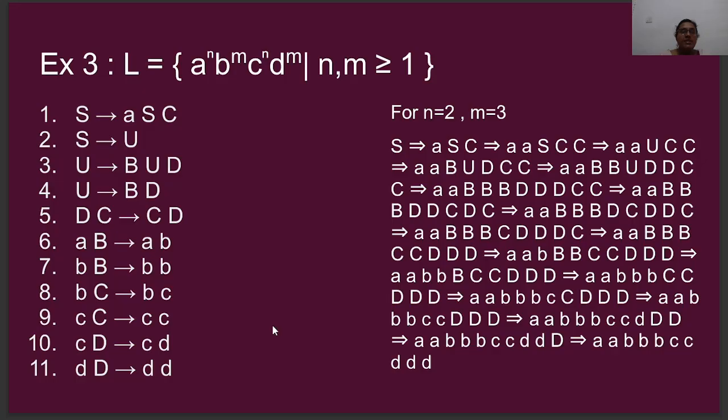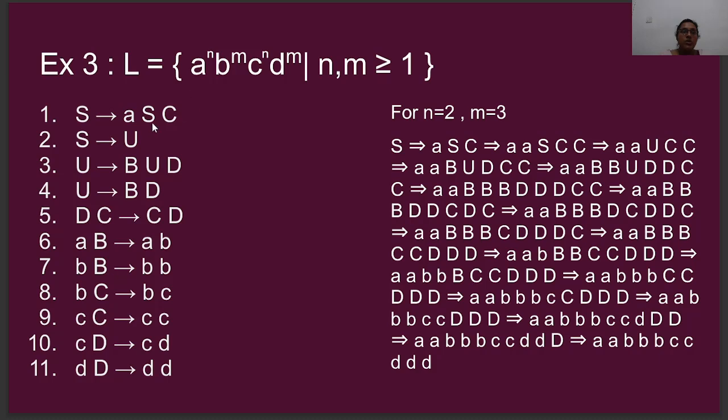Okay, next we have another one. Here n, all are not of the same size. Alternately, B and D are of a different size and A and C are of the same size. So the only restriction is n and m should be greater than or equal to 1. And for that, we have modified the previous rules to get these particular values. So we have S gives you small a, capital S, C. Okay, and this S could also be U.